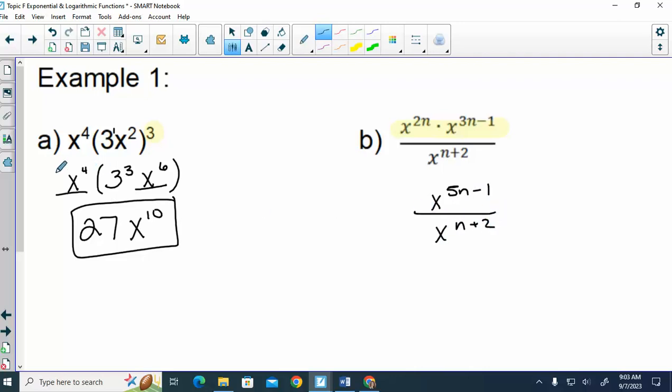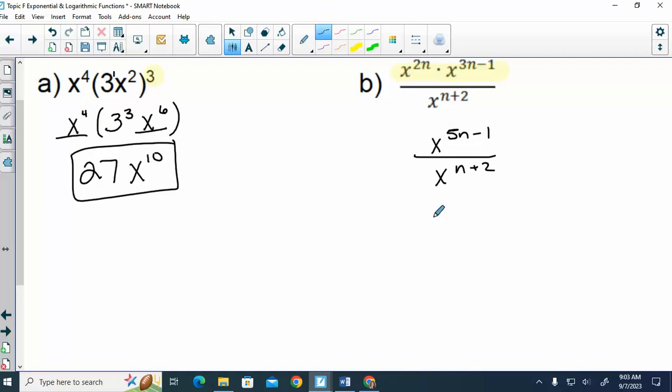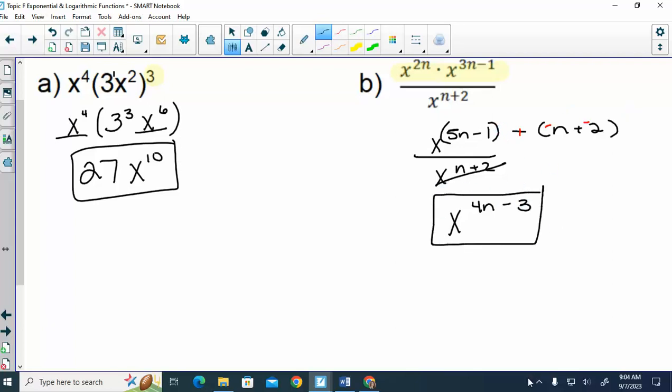1. Okay, then how do I divide this? Okay, so I have to think about this exponent minus the denominator. So if I distribute that negative, 5n plus negative n, 4n, negative 1 minus 2, negative 3. So you get x to the 4n minus 3.